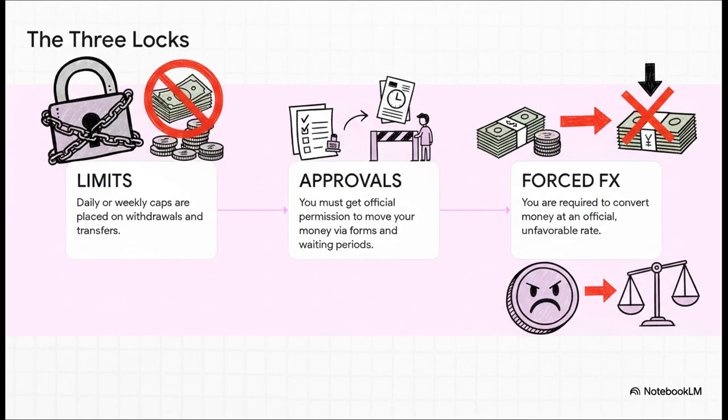Second, approvals. You want to send money abroad? Well, now you have to fill out a bunch of forms and wait for official permission, which just adds friction and delay. And third, forced FX. This one's a real doozy. It means you must convert your money at an official government rate. So if the real market says a dollar is worth 100 of your local currency, the government might only give you 80. They're basically taxing you for the privilege of leaving.